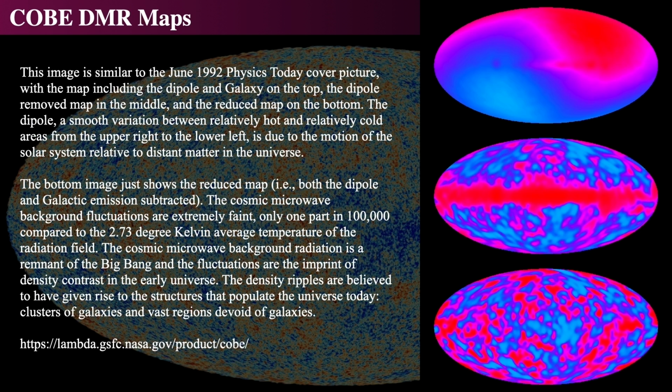All right. So then in 1992, the data was published in a better, cleaner form. The top one is the anisotropy due to the dipole. The middle is leaving the Milky Way emission in, and the bottom one is after the Milky Way's contribution has been removed. And those are the fundamental background anisotropies that were discovered by the Cosmic Background Explorer.